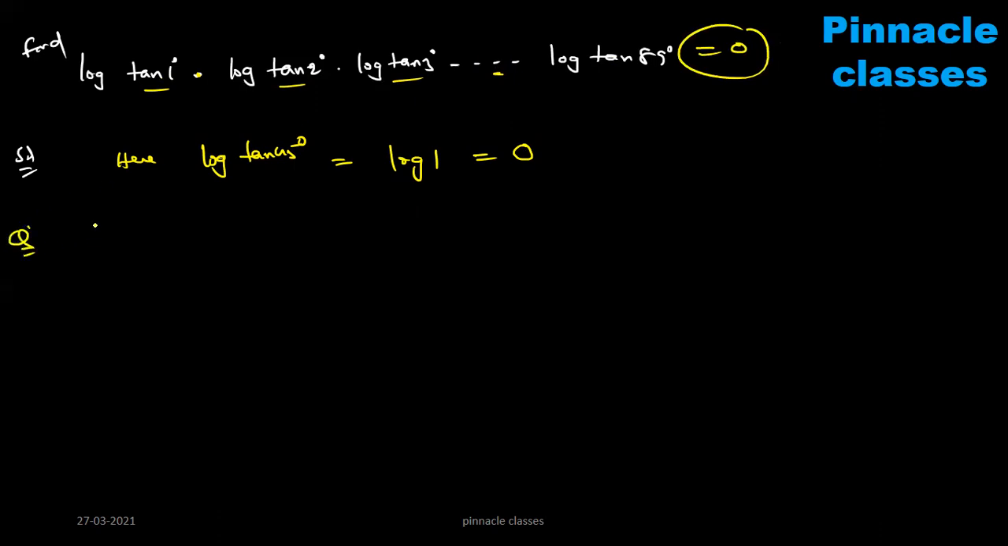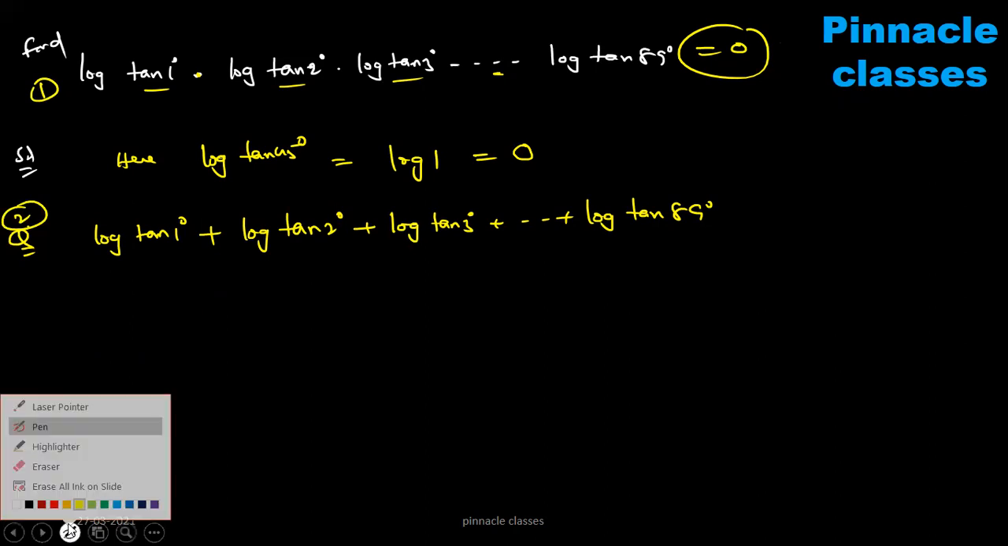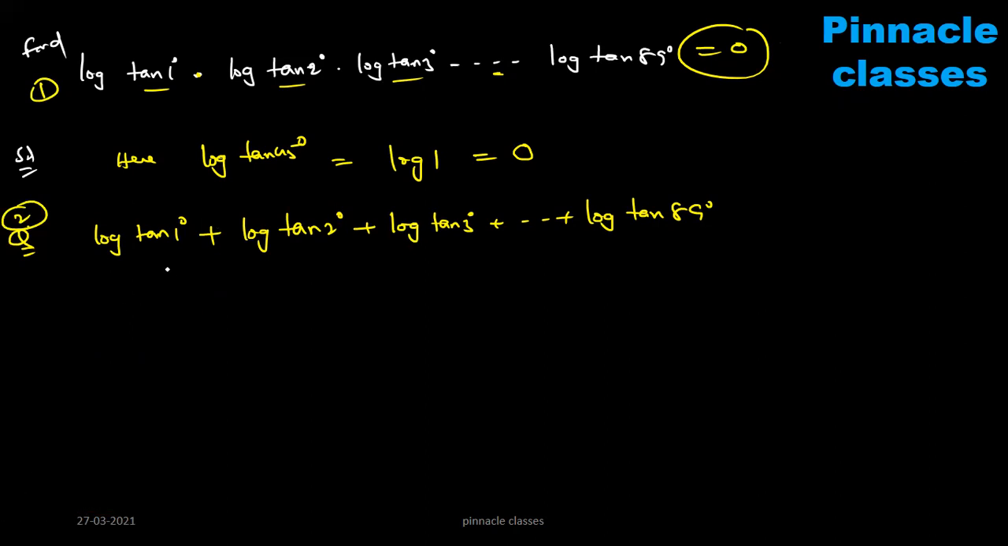Another question. Log tan 1 degree, log tan 2 degrees. No, sorry, that is a different question. This is a different one. That's why I'm giving it, maybe some people are confused. How to evaluate this second one?